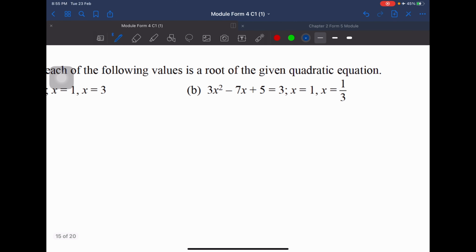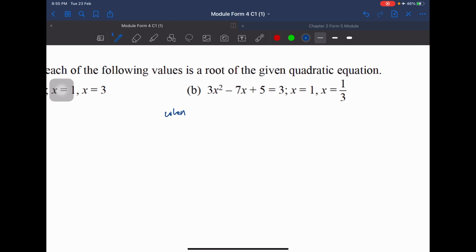Okay, we have 3x squared minus 7x plus 5 equals 3. So it means when you substitute any of these two values, if it equals 3, it is the root of the equation. If not, it is not a root. Okay, so we try to substitute.